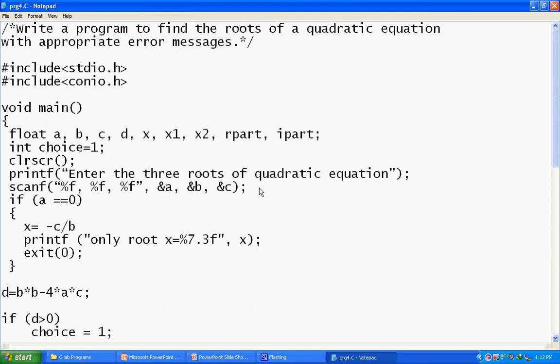Let us just go for giving some values for this. Say for example, if the user gives the value of a as 0, and he gives the value of b as 2, and he gives the value of c as 4.